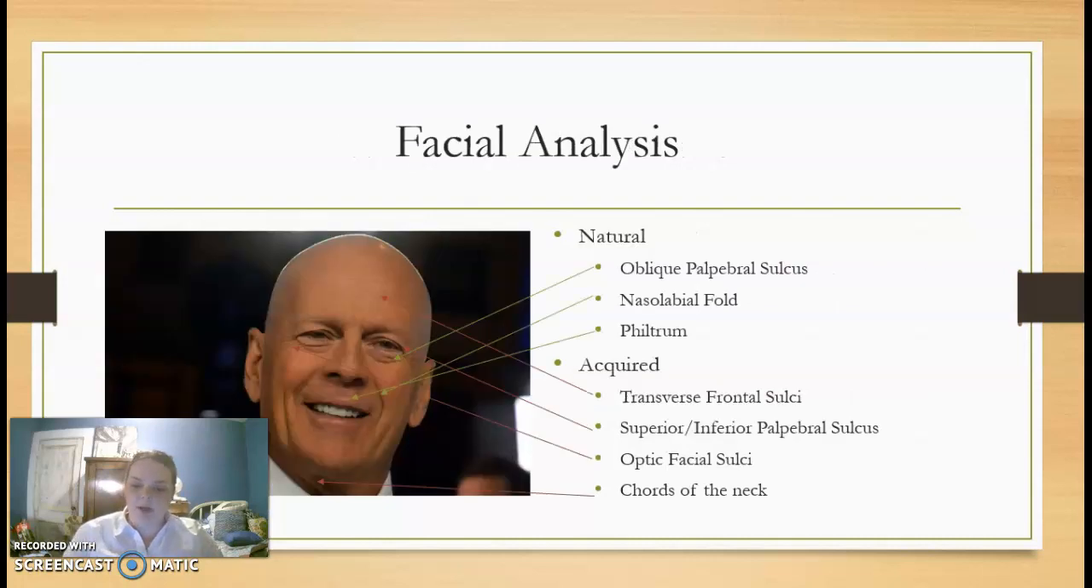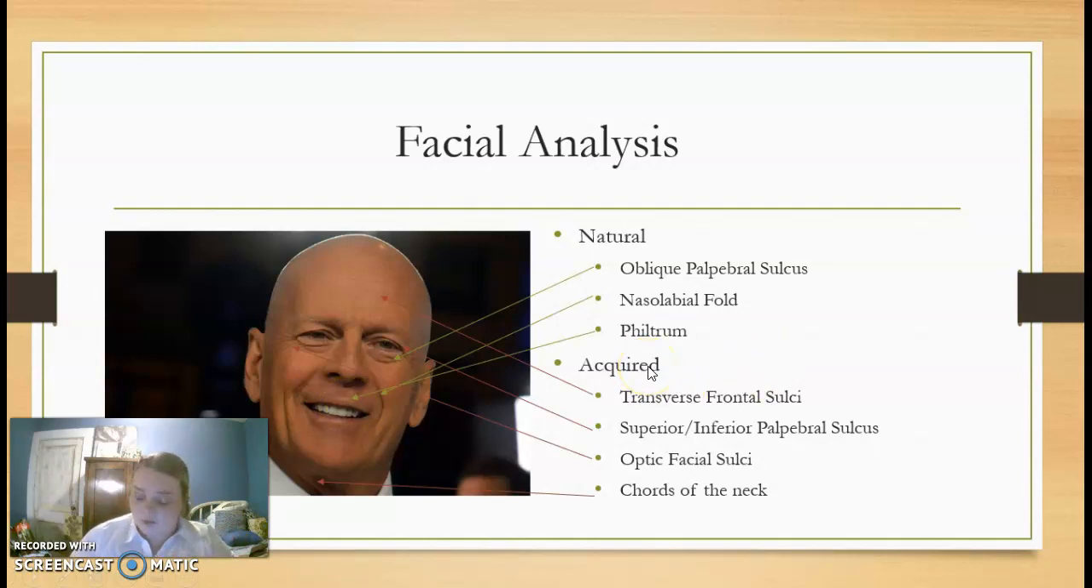To go into some of them, he has really good examples of natural oblique facial markings, such as the oblique palpebral sulcus, as we can see here, and it's been more pronounced as he's gotten older. It becomes more acquired in the inferior palpebral sulcus. Sorry, I'm butchering that. Another natural one that he has a nice example of is the nasolabial fold, seen here. And it's kind of hard to see here because he's smiling, but his philtrum's also quite good, once again, defined but not too dramatic.